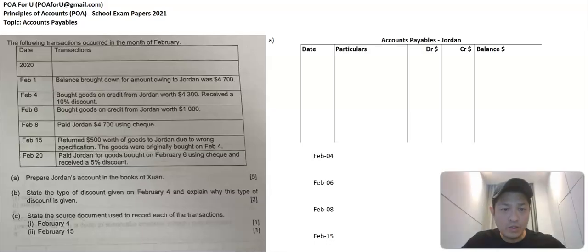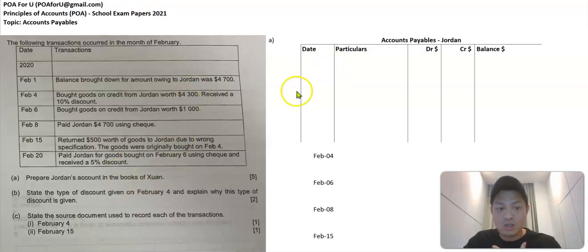Right. Okay, so we have a list of transactions in the month of February, and the first part of the question asks us to prepare Jordan's accounts in the books of Shen. So let's understand who is Jordan, who is Shen. Let's take a look at February 1. What's the first statement? Balance brought down for amount owing to Jordan was 4,007. So Shen owes Jordan 4,007. So in this case, Jordan is the accounts payable from Shen's point of view, right?